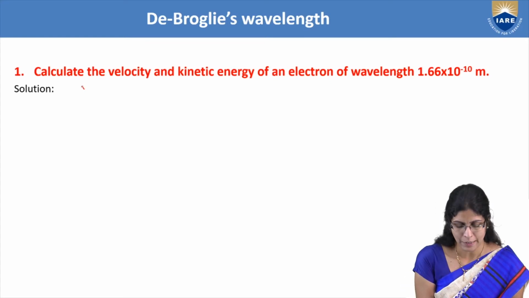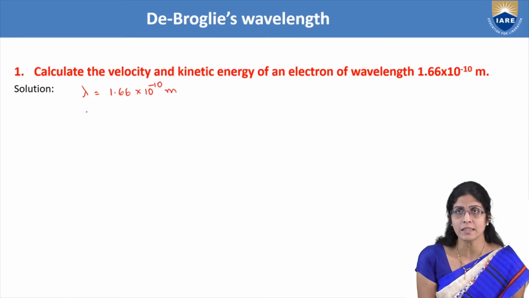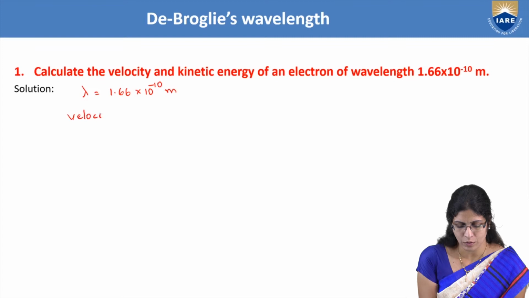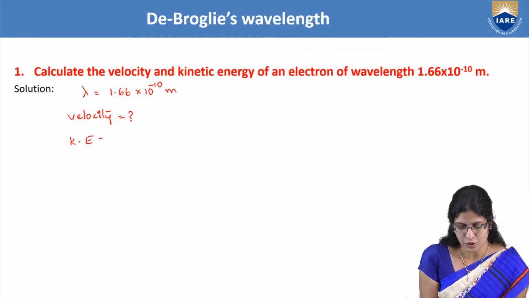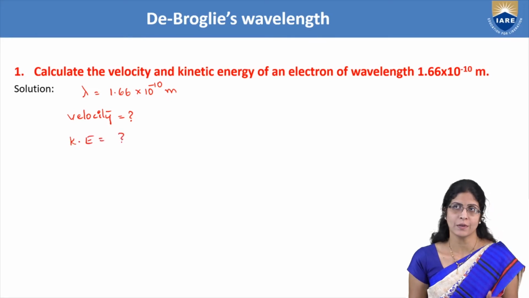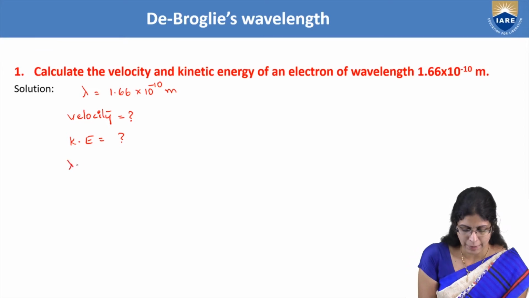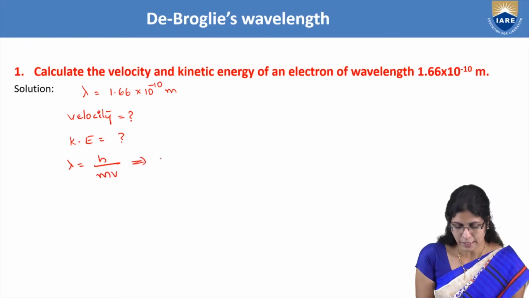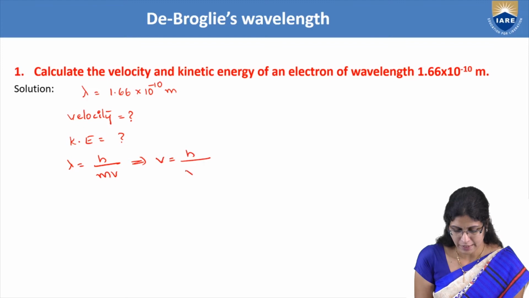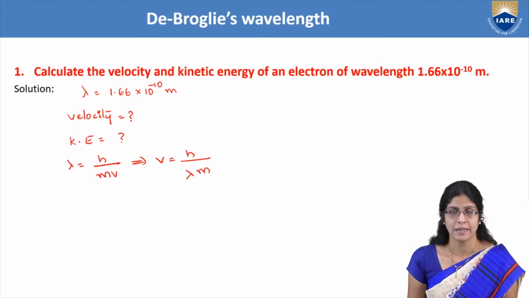So what is given here? Lambda is given as 1.66 into 10 power minus 10 meter. So what is it that you will have to find out? You will have to find out the velocity, and you should also find out the kinetic energy. So first let us go with the velocity with the given data. What is given? The lambda. So you can know from the de Broglie's wavelength formula, lambda is equal to h by mv. So from this you can calculate the velocity as h by lambda into m, right?